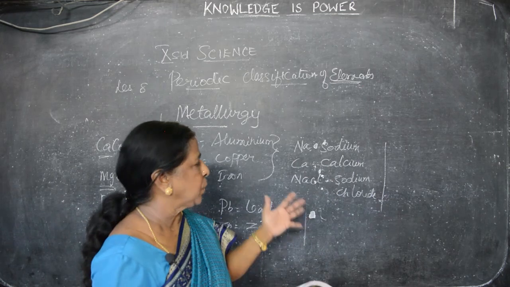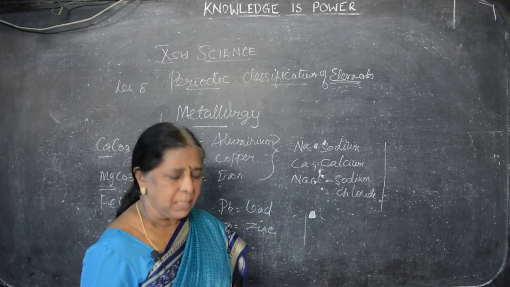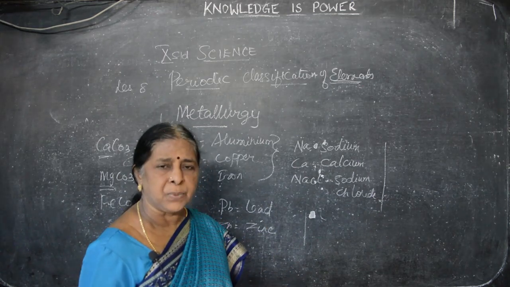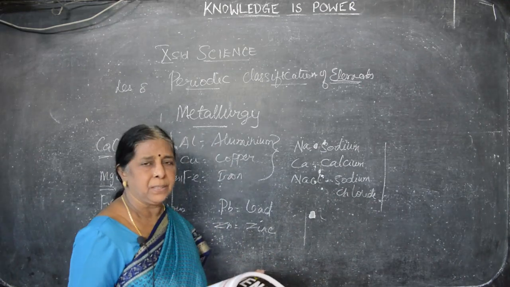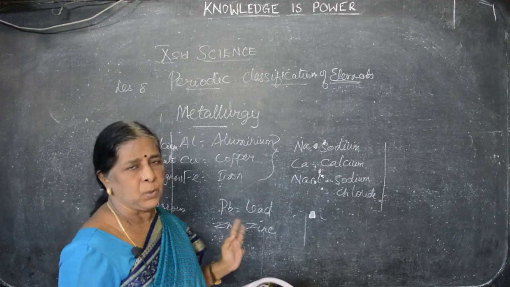And conduction: they are good conductors of heat and electricity. Soluble means what? Able to dissolve. Metals do not dissolve in liquid solvents. They do not dissolve. Clear?